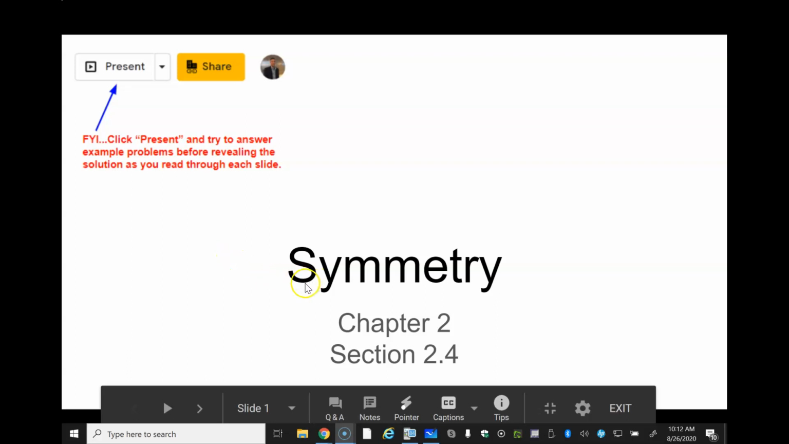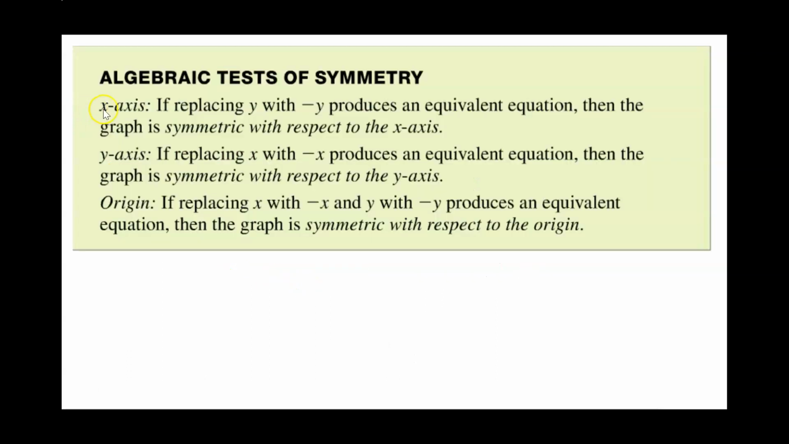So, being symmetric in 2 points: if we look at the x-axis, and what we're trying to do is replace y with negative y, it would produce an equation whose graph is symmetric with respect to the x-axis. If we replace x with negative x, it's going to be symmetric with respect to the y-axis. And then the origin, which is the center, is when we replace x with negative x and y with negative y, and then you see that it will be symmetric with respect to the origin.